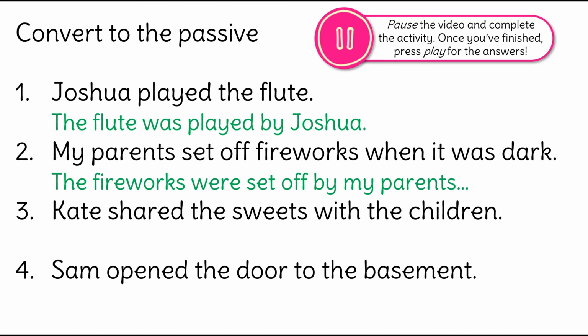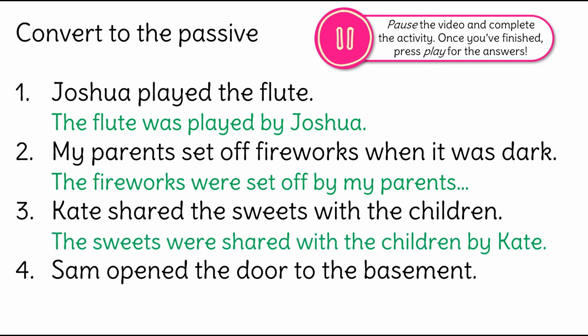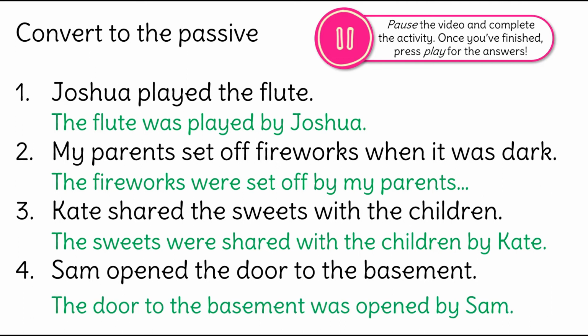Number 3, Kate shared the sweets with the children. So the sweets are the things that are being directly affected by the verb. They are our object. So the sweets become our subject. The sweets were shared with the children by Kate. Number 4, Sam opened the door to the basement. The door is the thing being affected by the verb, so that's our object, so that now becomes our subject, so it starts with the door to the basement was opened by Sam.